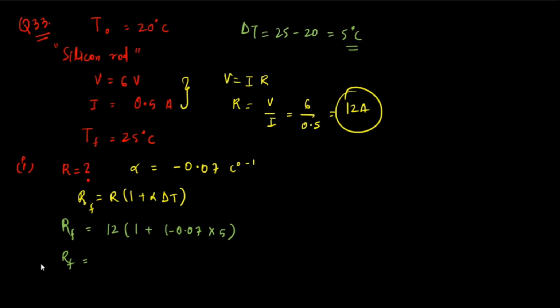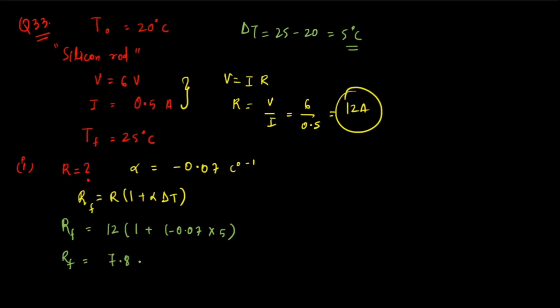So it is going to be 0.07 times 5, which is 0.35. We just subtract it from 1, we get 0.65, and if we multiply it by 12, we'll get 7.8.